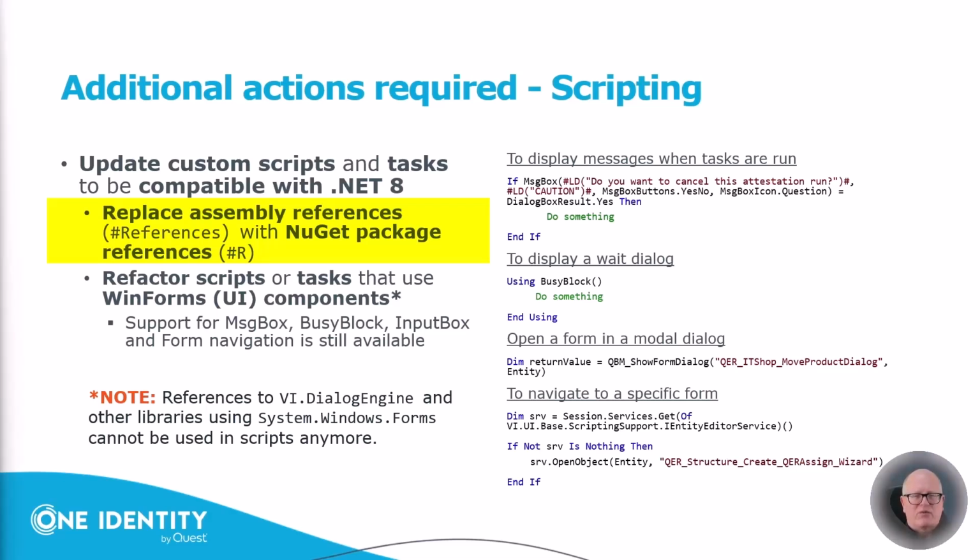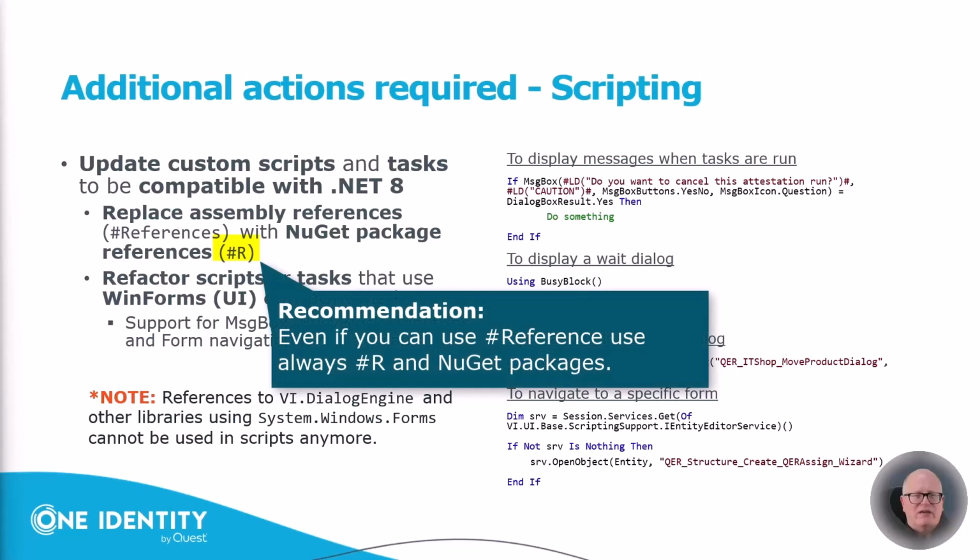Hash references is something we are using to let our compiler know that the stuff between the hash references tags is something that needs to be included into the compilation. That happens with .NET Framework in that first way, hash references, and these DLLs were analyzed and of course all necessary references were added. Now with .NET 8 the mechanism is a little bit different. You can use hash references, but that only will work if the DLL you reference doesn't have references to other DLLs which are not part of the Identity Manager installation yet.